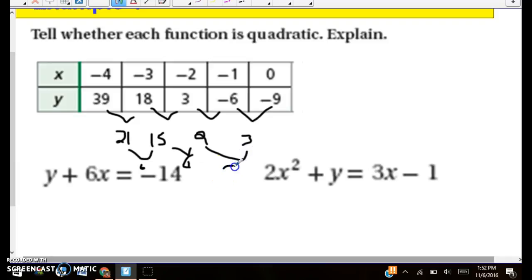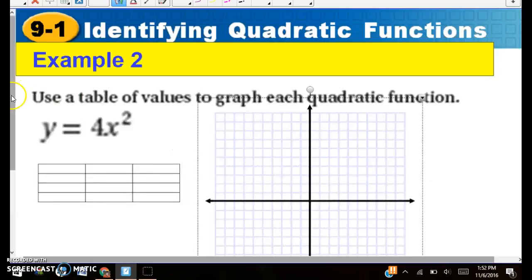Okay, the second one is going to be a no, because it doesn't have an x squared. We would subtract 6x to make it say y equals, and there's no x squared. So this is going to be a linear equation if we wanted to graph this. It's a linear equation, not a quadratic. Here we do have an x squared, so this one would be a quadratic equation once we made it say y equals.